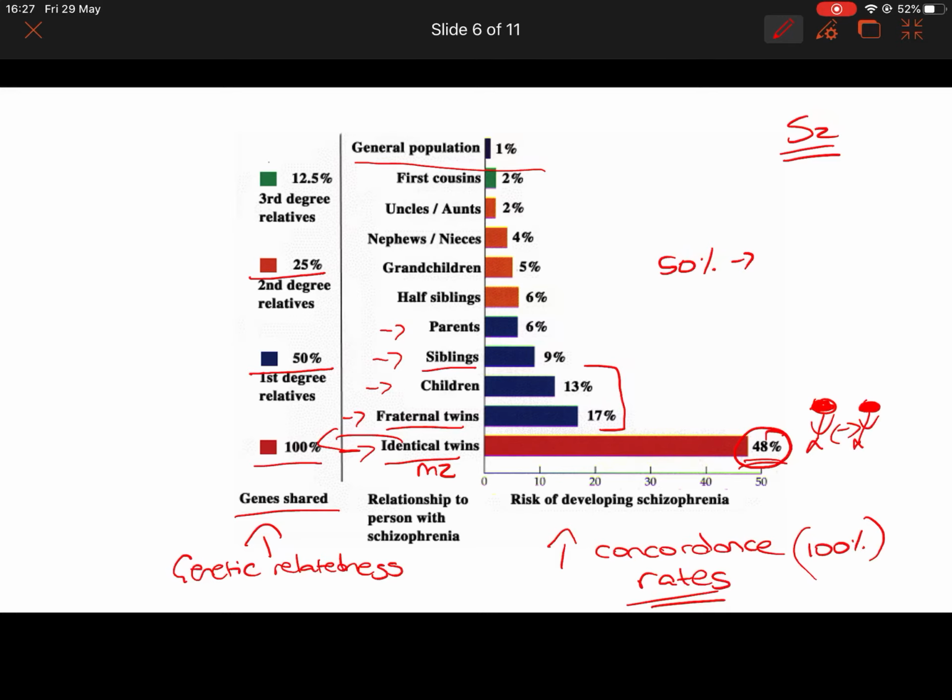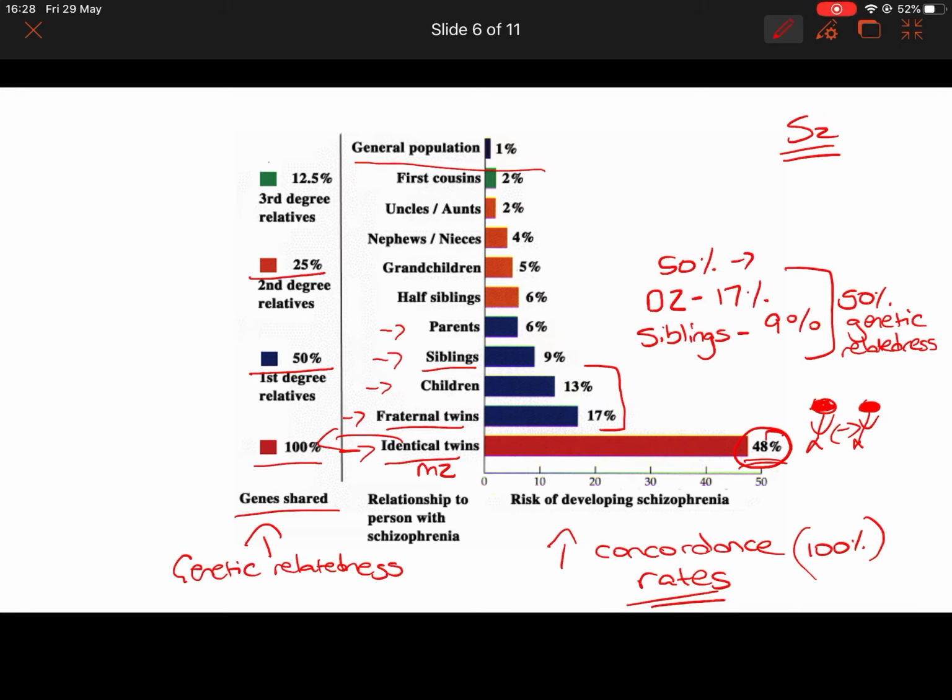But what's super interesting is that the concordance rates are different even though the genetic relatedness is the same. So for fraternal twins, or dizygotic, non-identical twins, the concordance rate is 17%. So if we take pairs of twins that are non-identical, if one twin has the disorder, then 17% of the time their twin will also have schizophrenia. But if we look at siblings, we can see that the concordance rate is only 9%, despite the fact that both dizygotic twins and siblings share 50% of their genes, or 50% genetic relatedness.